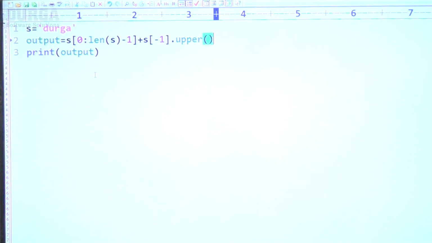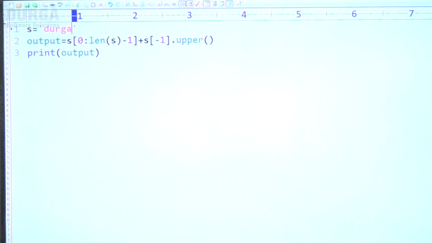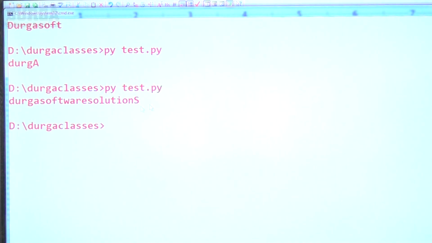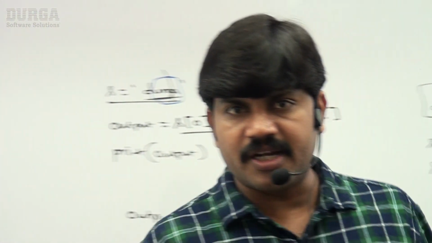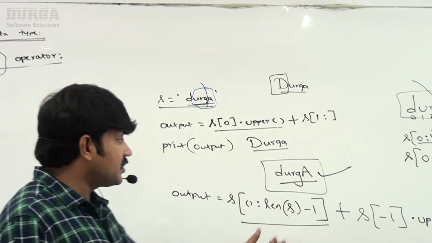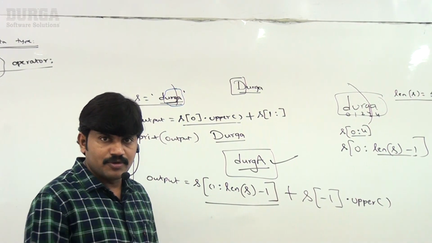Now I have one small doubt. It need not be Durga, sir. Yes, you can take Durga software solutions, no issue at all. Same output we are going to get or not. Can you please observe? The total is as usual, but the last character is converted into uppercase. How beautiful this is. Are you able to understand? It is a small application of the slice operator with the negative index.